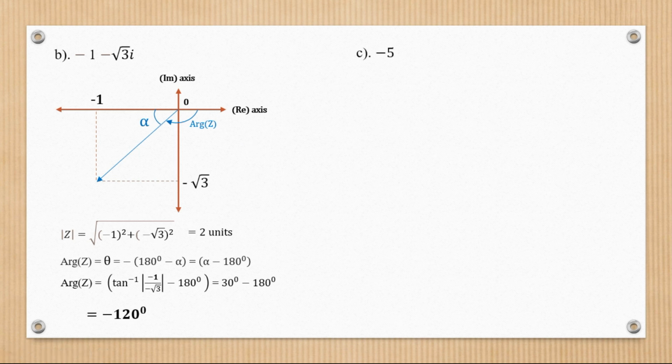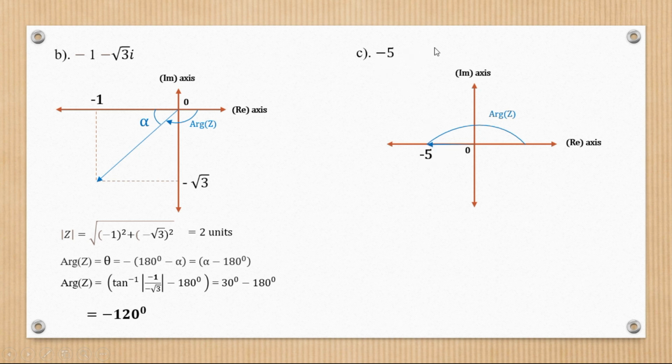Let's look at part C. Part C is a little bit unique. We have negative 5. This is an example where we have no imaginary side, so the imaginary part is equal to 0. How do we represent this on our Argand diagram? As you can see, the -5 means a negative on the real axis, so we plot it right there.